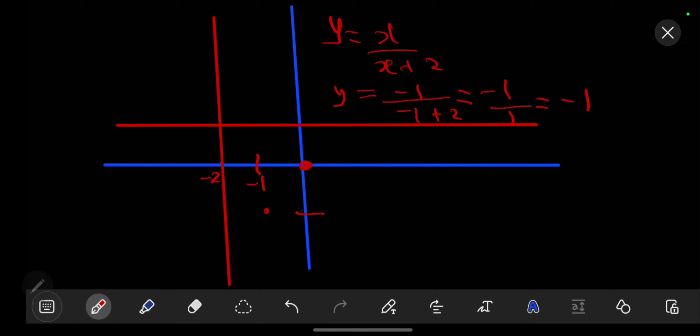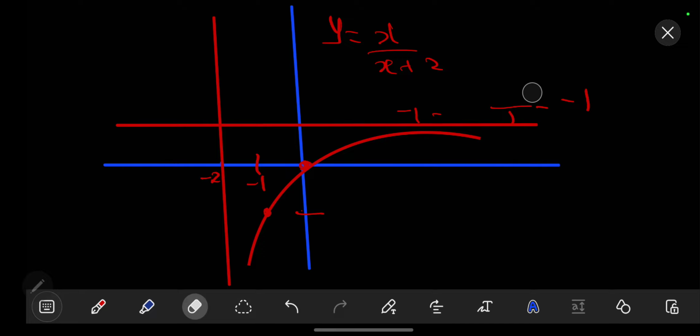So my graph will pass at this point. As long as I go this side, the graph will be moving to the left, and it won't be able to touch the asymptote. So we have something like this. This is our first portion of the graph. Let us find our second portion of the graph.